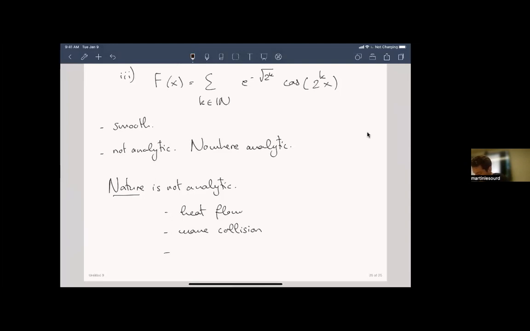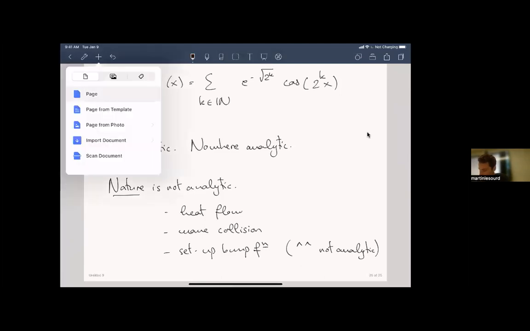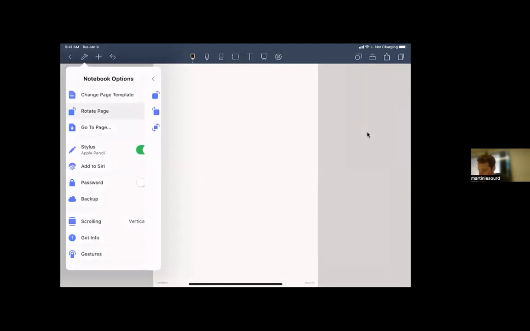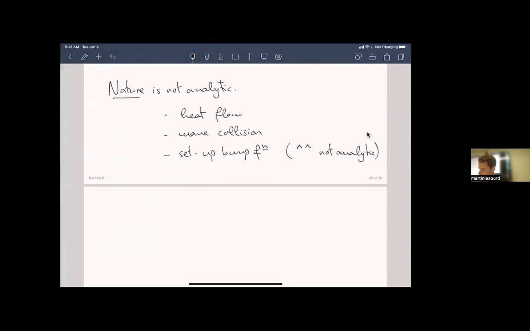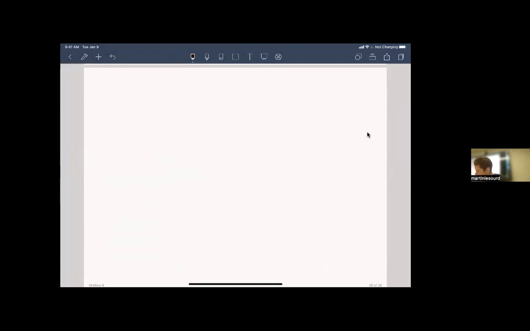If you set up any initial data as a bump function, then from above, you saw that it was not analytic. So assuming that the whole of space-time is analytic is obviously problematic. Now let's see what we can do.